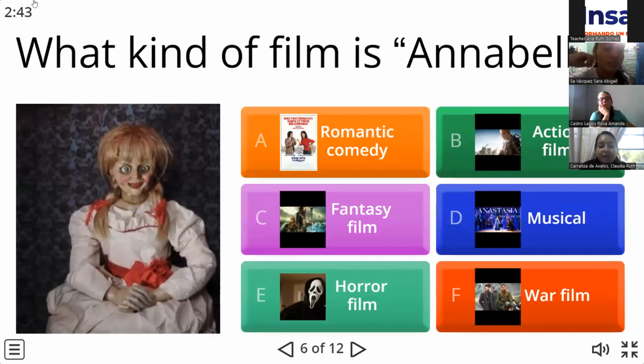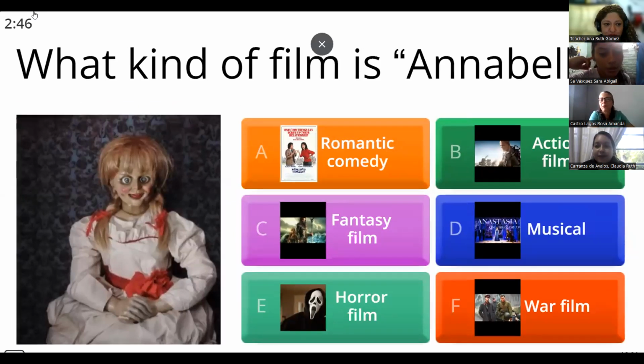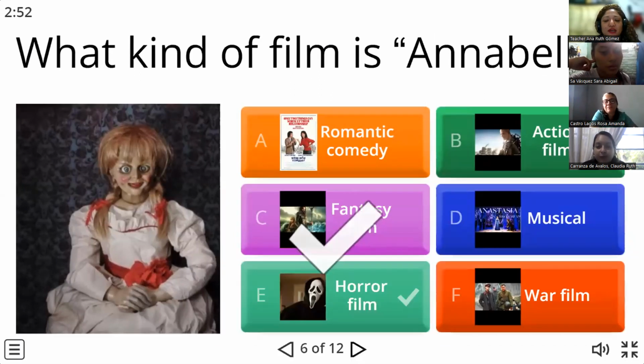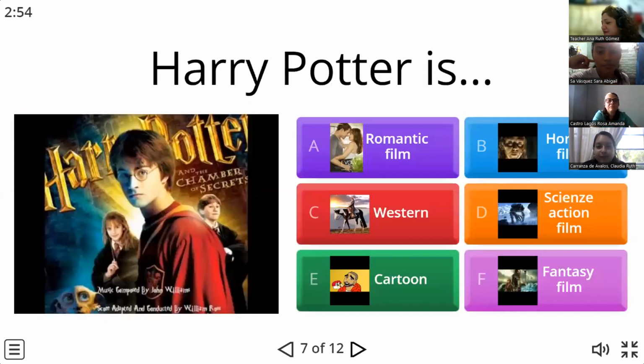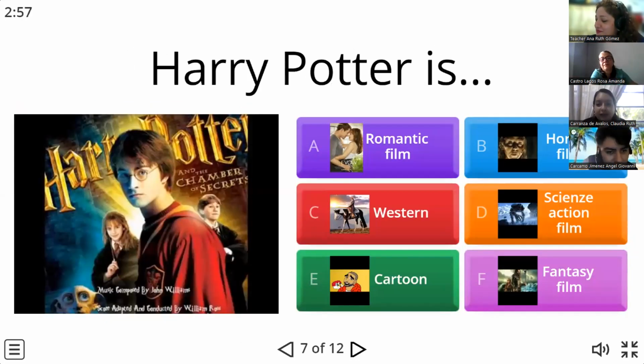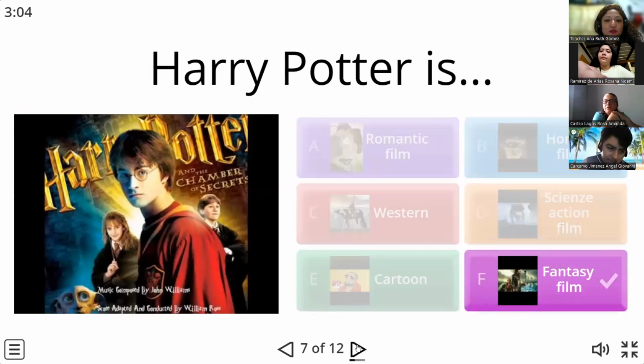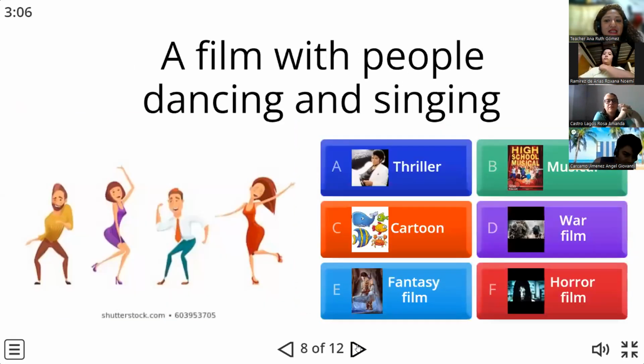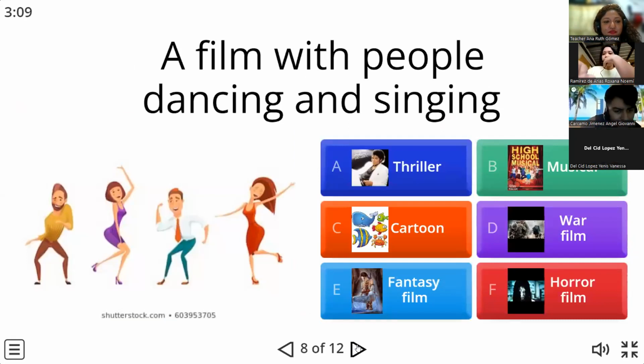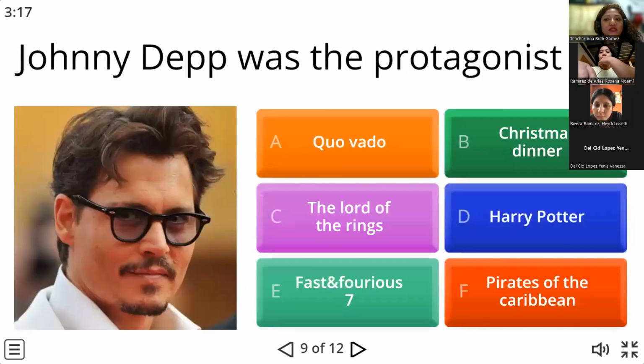All right, listen to the pronunciation. Horror. It is a horror film. Okay, what about Harry Potter? It is a fantasy film. All right, very good. It is a fantasy film. What about a film with people dancing and singing? It is a musical. All right. What about Johnny Depp? Was the protagonist of which movie from these movies that are here?